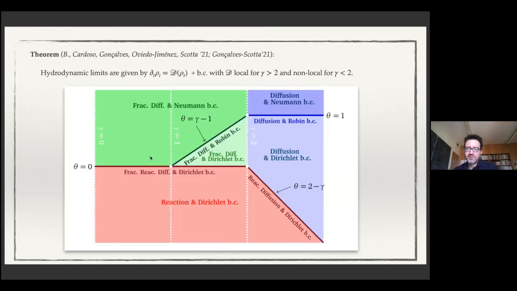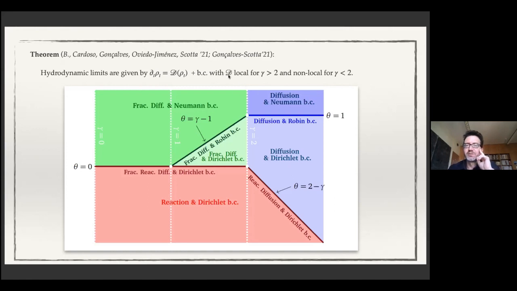And so the first result that we obtain is about hydrodynamic limits of this system. I summarized it in this graph. I didn't want to write a precise statement because it is a bit complicated. But what we can prove is that for this system with these reservoirs, the hydrodynamic profile is given by a partial differential equation plus some boundary conditions. I will describe a bit later the exact form of these hydrodynamic equations, but let me just give you a general picture of the result that we have.